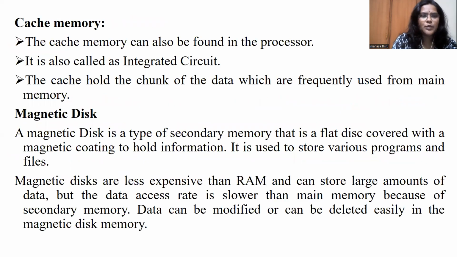Next is cache memory. The cache memory can also be found in the processor. It is also called an integrated circuit. The cache holds chunks of data which are frequently used from the main memory.